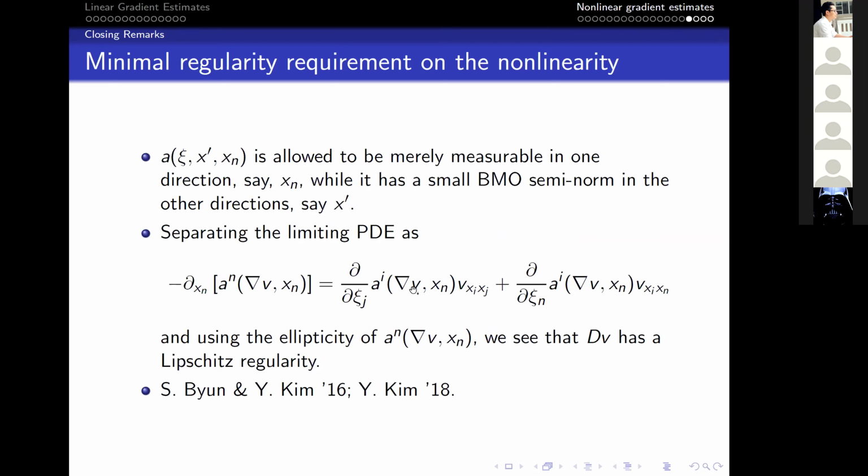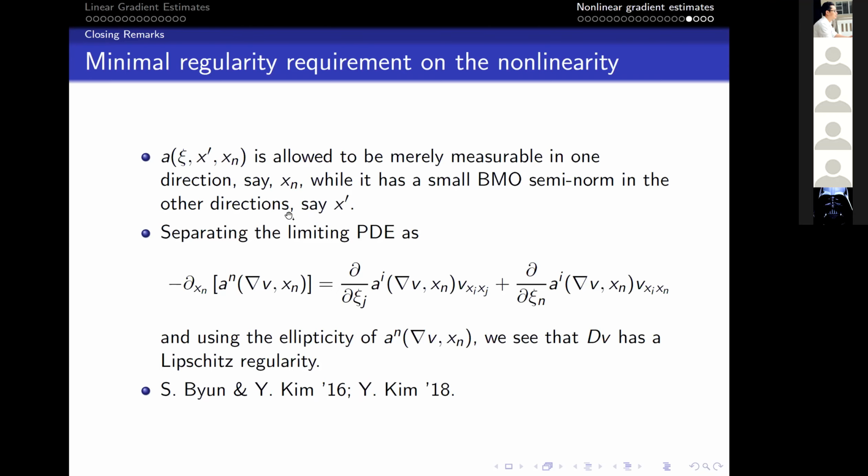Okay, we can further ask: what is the minimal regularity requirement on the nonlinearity? The observation is that if we look at the nonlinearity here, this is the Cauchy variable for the gradients, and this is the space variable. We can separate this into a tangential direction and a normal direction. And we see that this nonlinearity is allowed to be merely measurable in one direction, say the normal direction, while it has a small BMO semi-norm in the other directions, like x prime, the tangential direction.